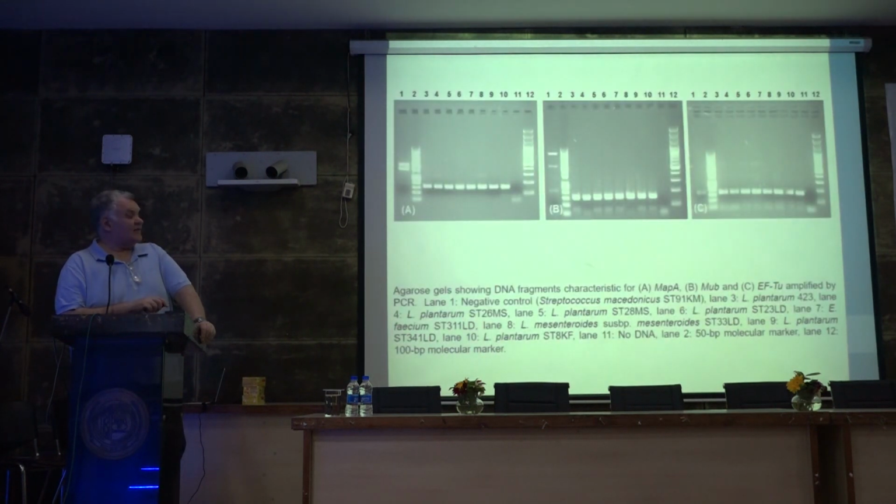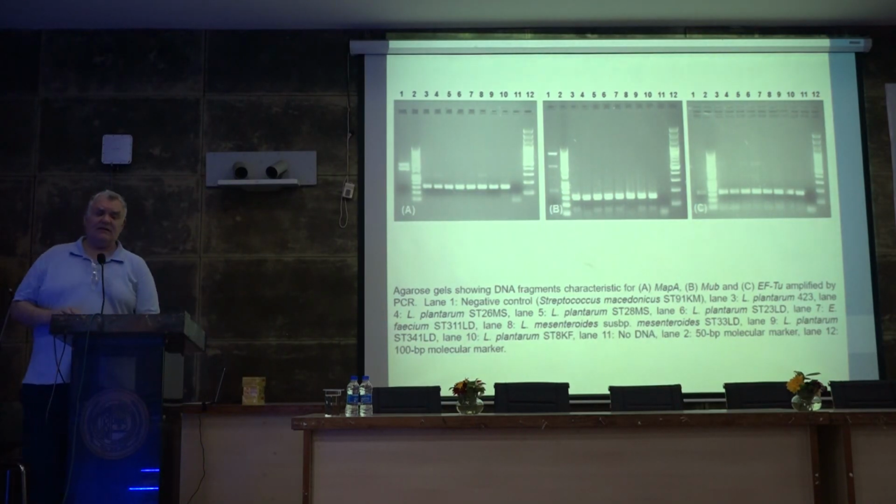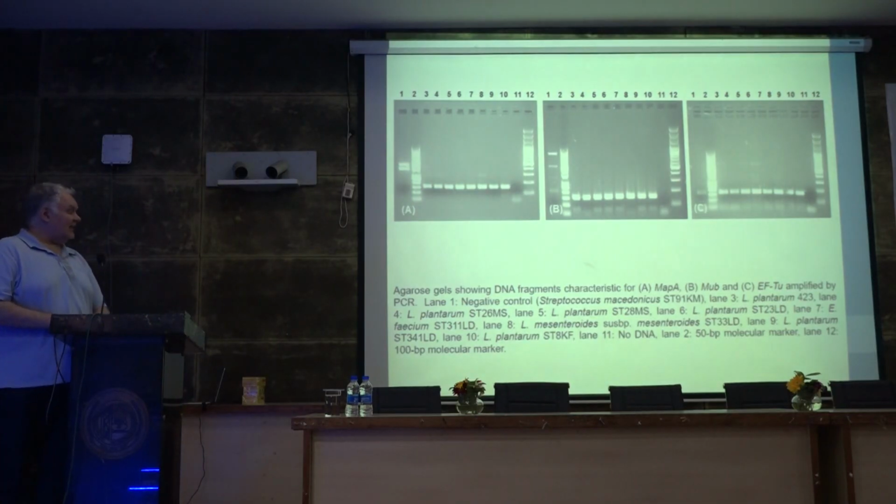And as well, we were checking some markers, because you have some genes that are responsible for the adhesions. There's a MAP, MUB, elongation factor, and then some other genes, and you can easily detect them by PCR. Interestingly, most of these genes have been described for Lactobacillus plantarum. But again, we had even other species here. We had Enterococcus and Leuconostoc in these strains. And interestingly, we detected these genes in the others.